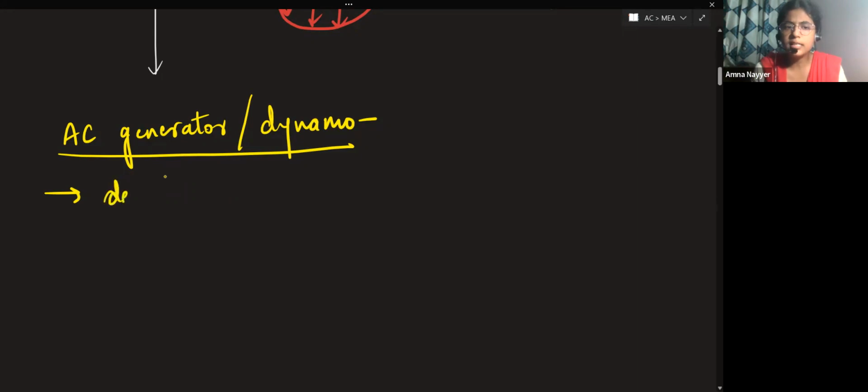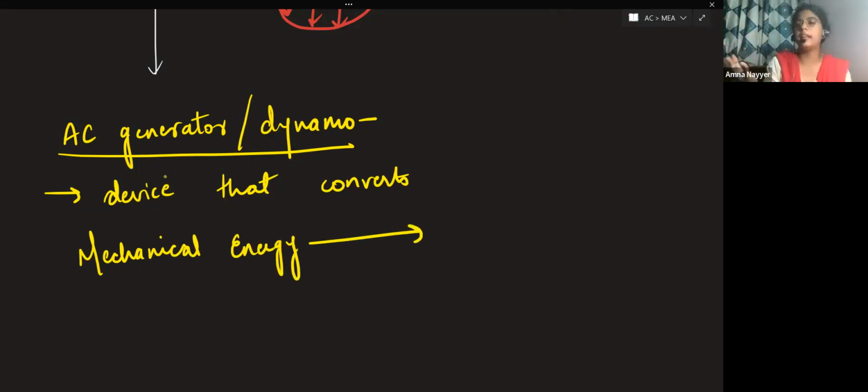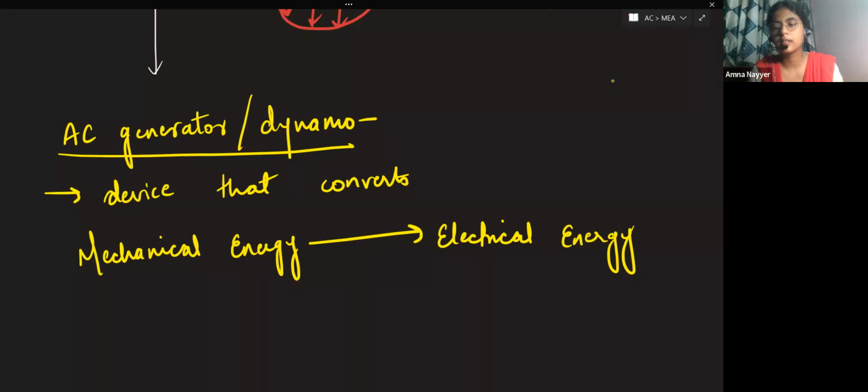So this is a device that converts mechanical energy into electrical energy. Electricity is passing, that's why we have AC current. So mechanical energy into electrical energy. Fine, this is what is meant by an AC dynamo.